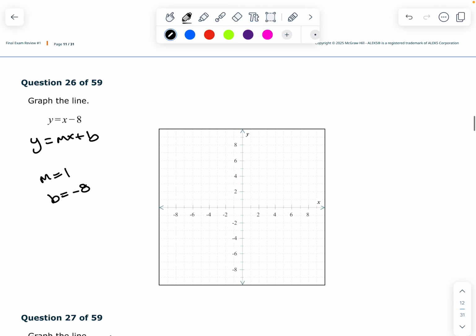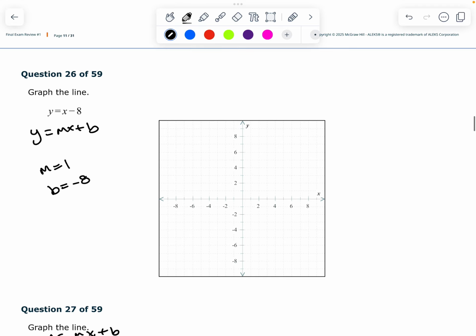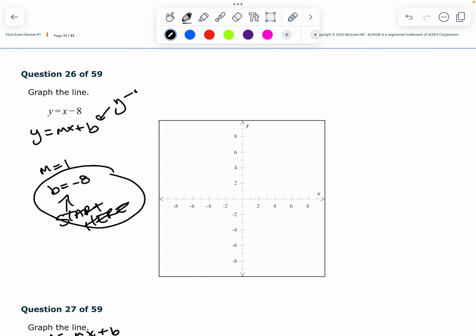Graph the line, y equals mx plus b. I've labeled the m and the b. We're going to start here. And we know that that's a y-intercept. B is the y-intercept. It's not the x-intercept, so don't start back here. Don't start on the left. You're starting by going up and down. So we're going to go down 8. That's where we start. And then the m is 1, so I'm going to go up 1 over 1. M equals 1 over 1. That's our rise over run.